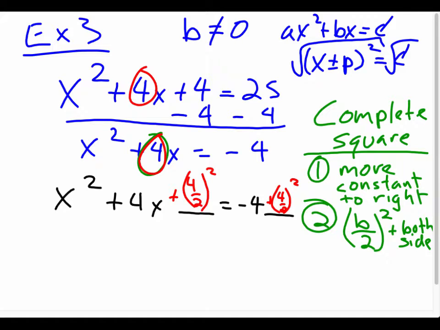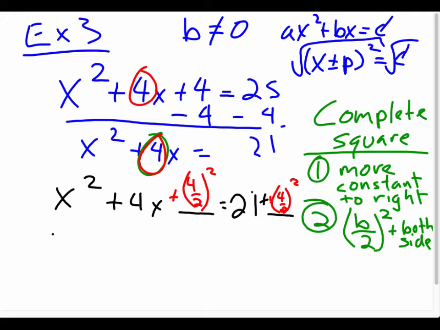Yes? You do 25 minus 4 equals negative 4. Oh, yeah, it should be 21. Yeah. Sorry. This should be 21. And then this should be 21 as well. It's 21, not negative 21. Yeah. 21 plus that. Thank you. All right.